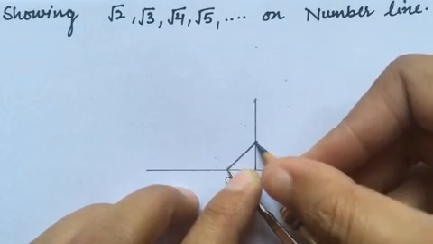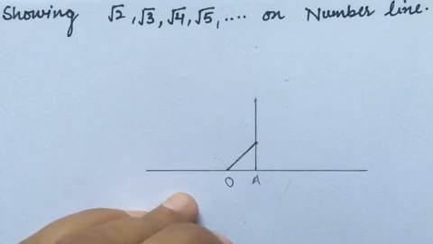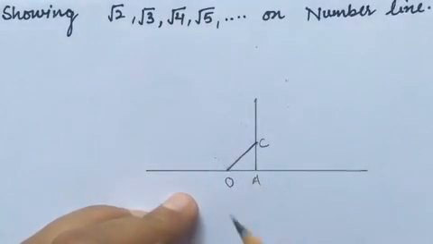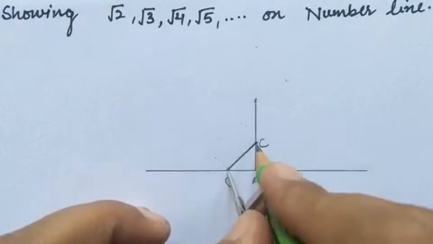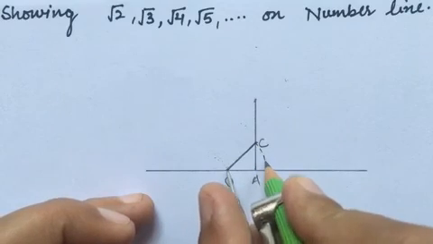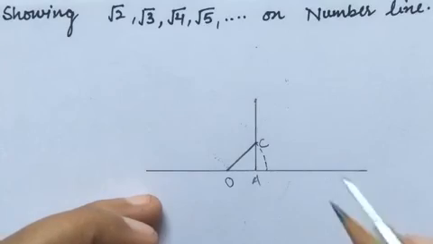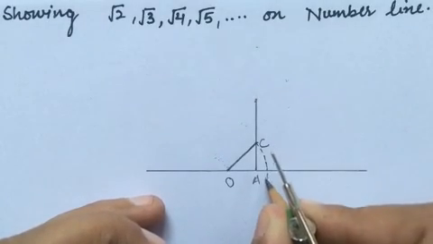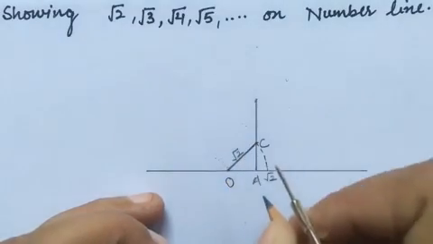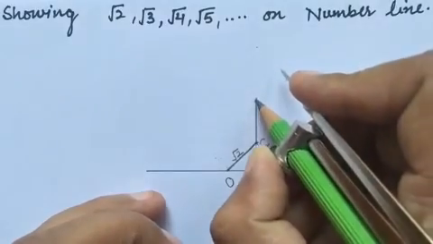Okay, opened. Then you have to draw an arc of this measure. You can write this point as C. So you have to draw an arc with the radius OC, as I am showing you. So this point marked on this line is root 2. Okay, this is root 2. So again we got OC.